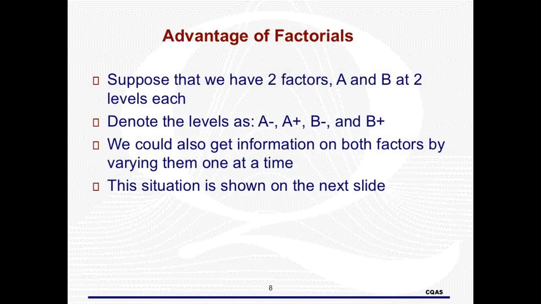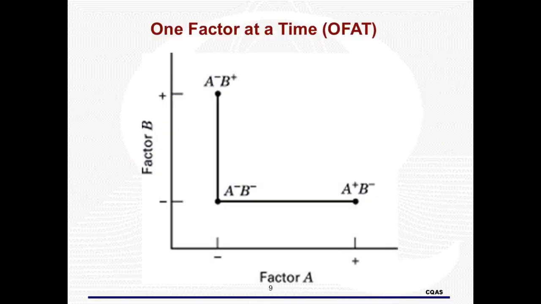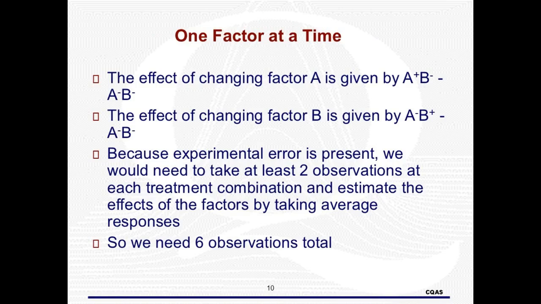Notice that this situation is considered a one factor at a time experiment. Here is what the experiment looks like. Recall that a factorial experiment is one where each of the treatment combinations is included in the experiment. It should be obvious from the picture that this is not the case for a one factor at a time experiment. Now, based on these three runs, we can get the effect for A and B.